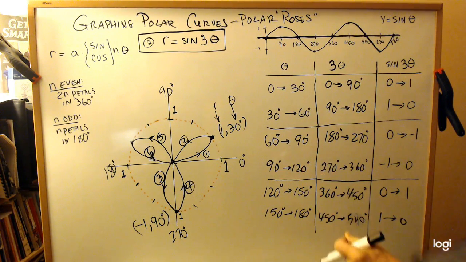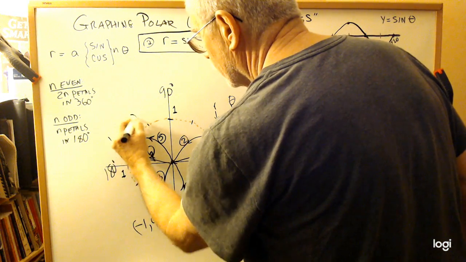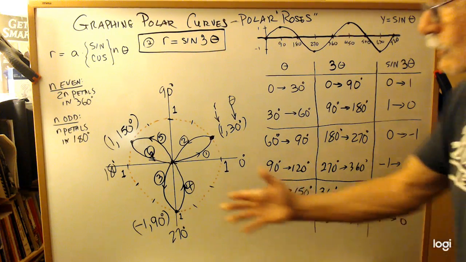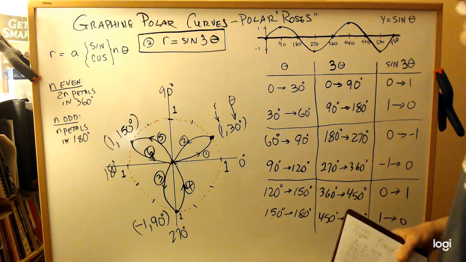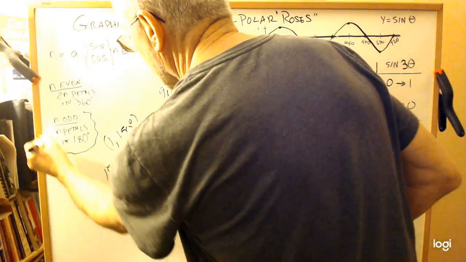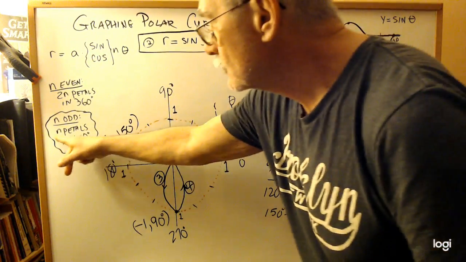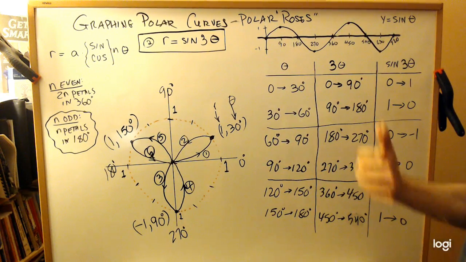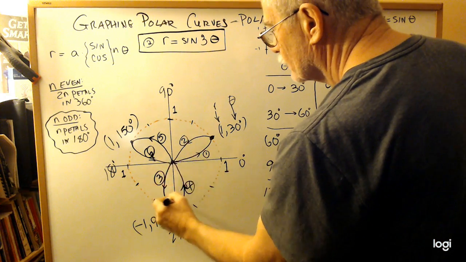And the point here, of course, would be 1 comma 150. So that would be our third petal. Okay, and we can see we have a complete polar rose. We have 3 petals, and we did it in 180 degrees. So that's the meaning of this. When n is odd, that's the number of petals you get, and you get that in 180 degrees. If we graph this to 360, what would happen is it would go around a second time.